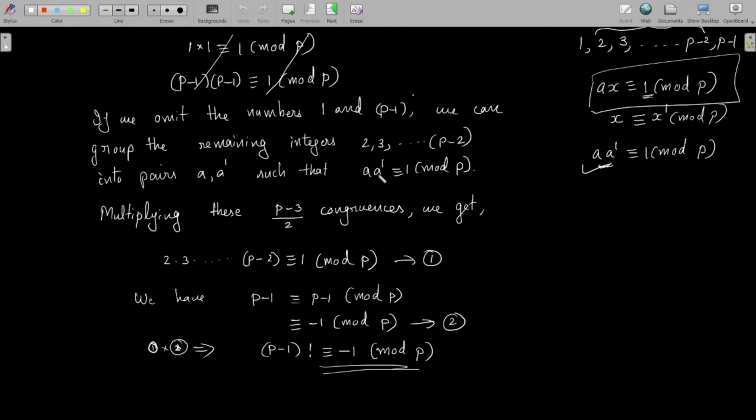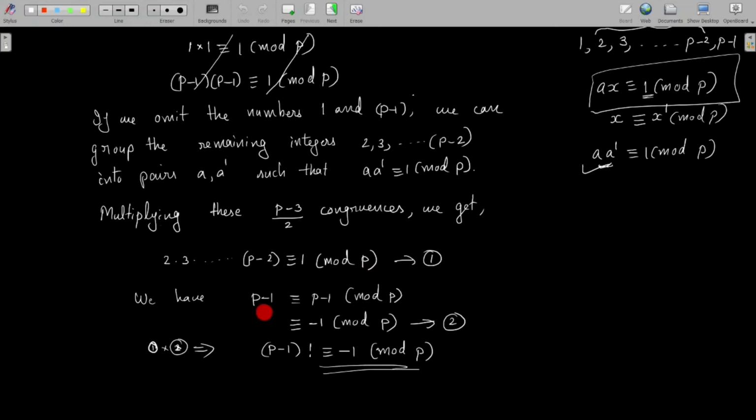In all the congruences, the left hand side is the product of a pair a and a dash, where a and a dash are both integers between 2 and p minus 2. And how many congruences are there? Here there are p minus 3 integers and we are pairing the integers. Hence there are (p minus 3) by 2 congruences. And in the right hand side of the congruences there is always 1. So we get the product 2 times 3 times etc. times p minus 2 is congruent to 1 mod p.